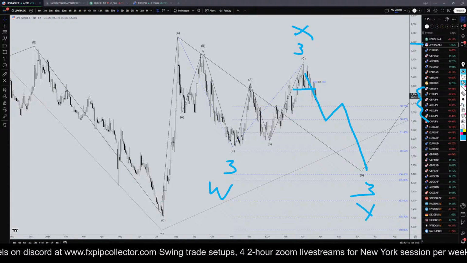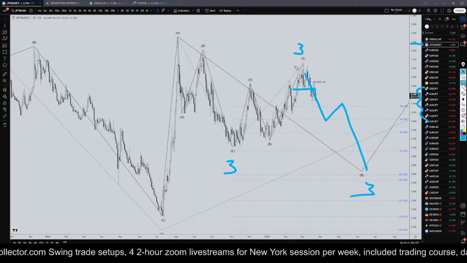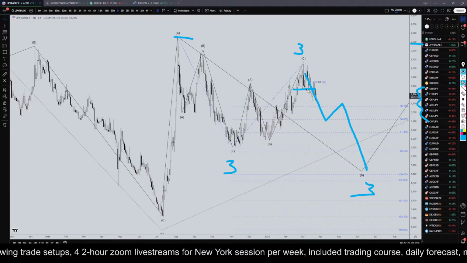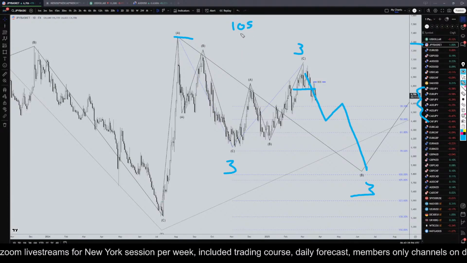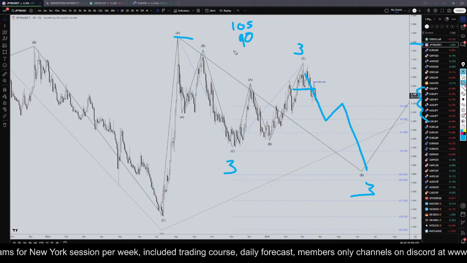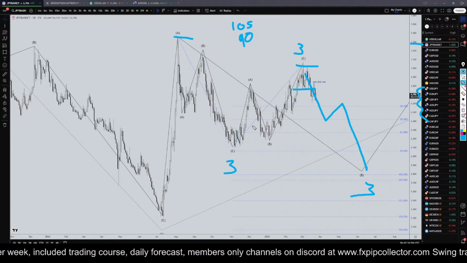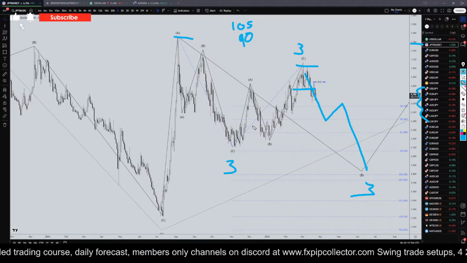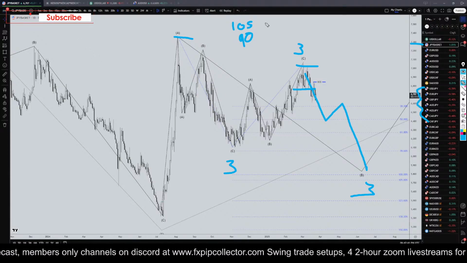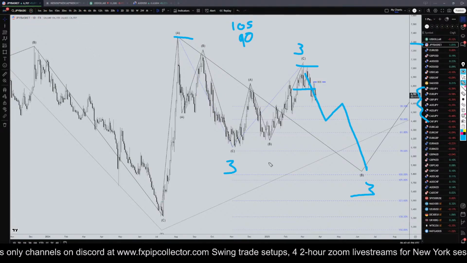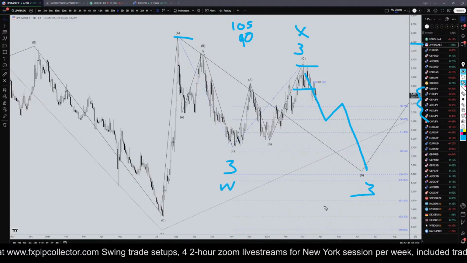A 335 is supposed to be a flat, and I don't really think it's a flat, because if it was a flat, it would have gone higher. If it was a regular flat, it would have gone to 105% of wave A or 90% of wave A. This is definitely neither of those. If it was an expanding flat, it would go to 123 or 136% Fibonacci of wave A. It definitely didn't go to that. So it's probably more likely 333. It's probably a WXY. WXY for sure.